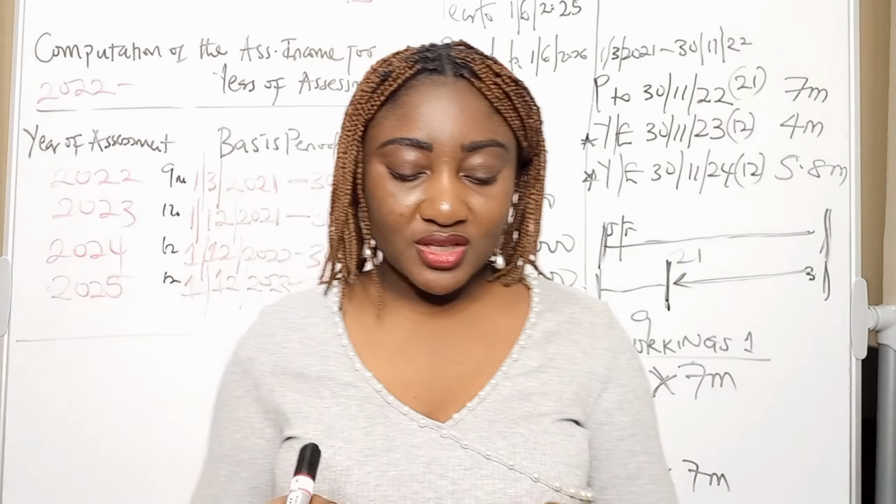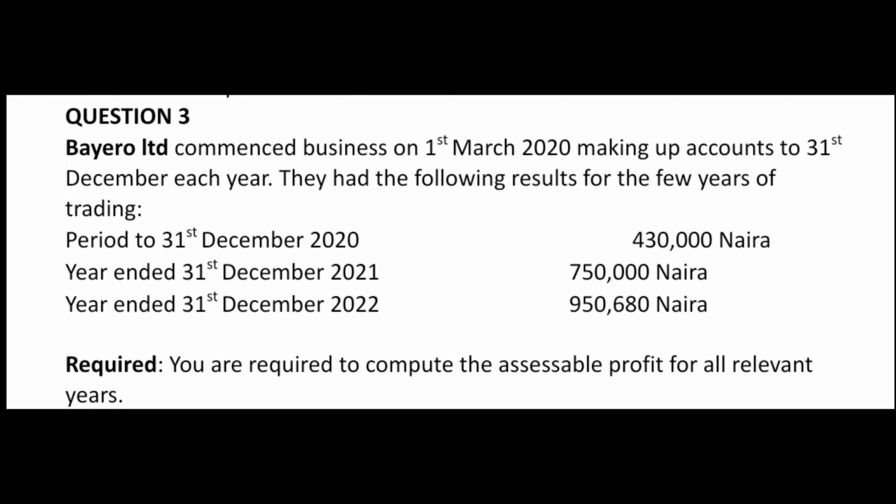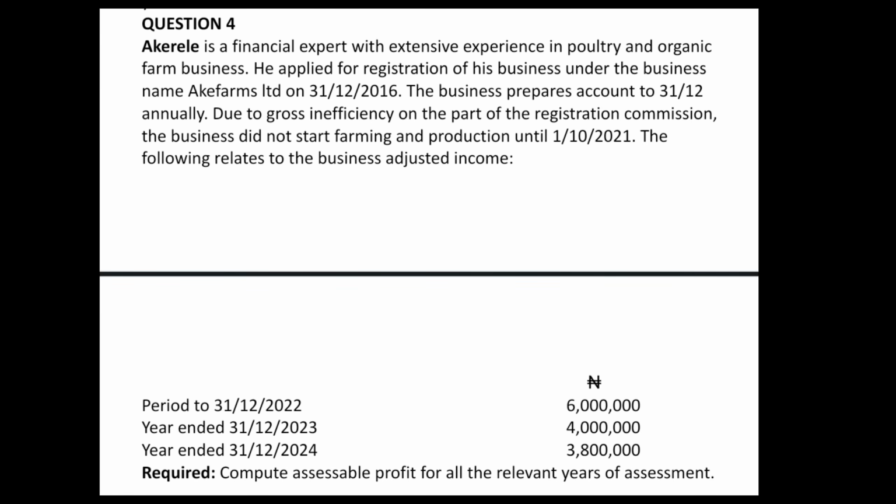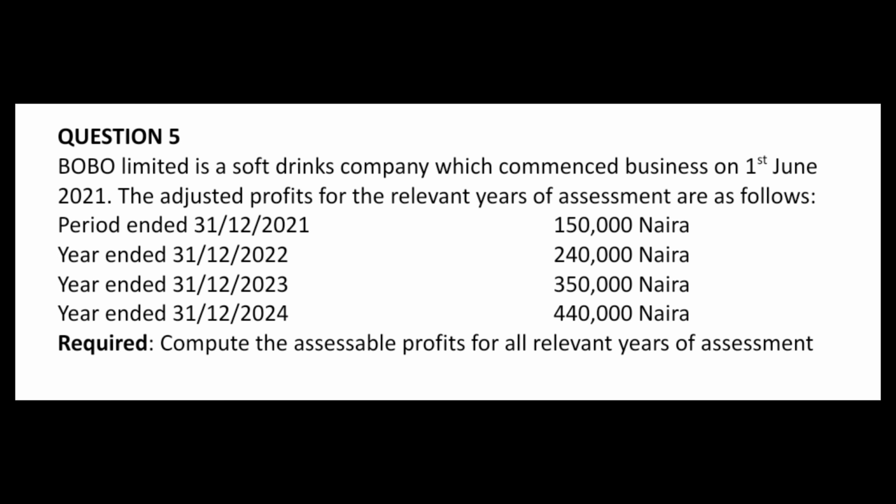Very simple. So the next question: Biro Limited commenced business on 1st of March 2020, making up its accounts to 31st of December each year. So try and solve these next 3 questions, and I'll do the solution and post it after this class. This is question 4, and the next one is question 5. Please make sure you solve them, the 3 of them, and then I'll solve them in the next class.